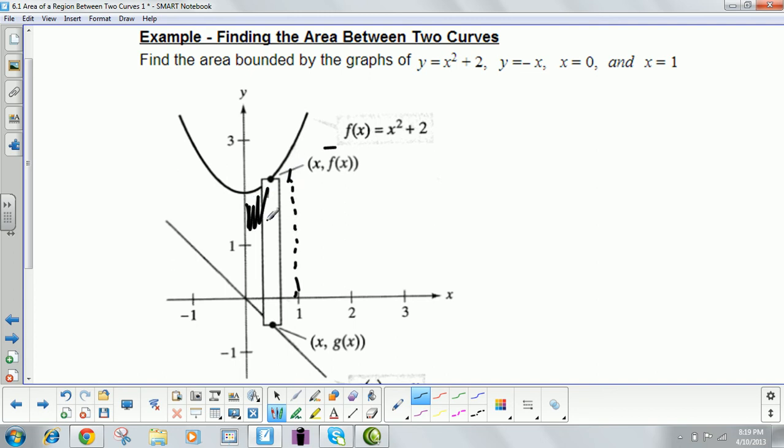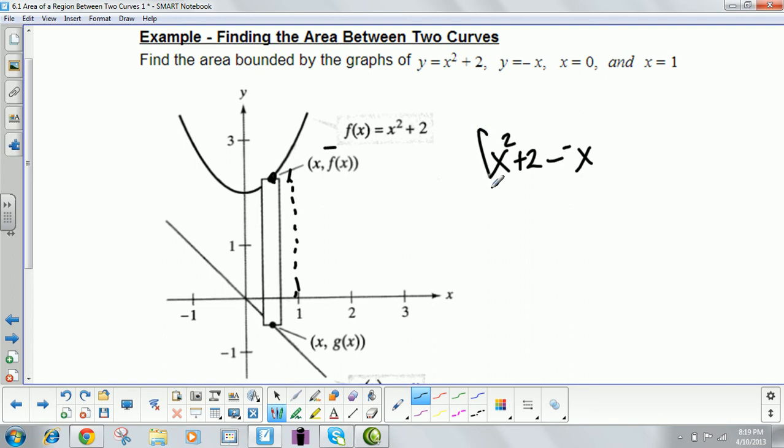Excuse the bar, I'm going to erase this, but that's the area that we're finding. So just think of that. This rectangle, we have to find the area of one of these rectangles. The height of this rectangle is your upper function minus your lower function. That's where we get f of x, which is your upper, minus your lower. So it's going to be x squared plus 2 minus your lower function, which is given to us as negative x.